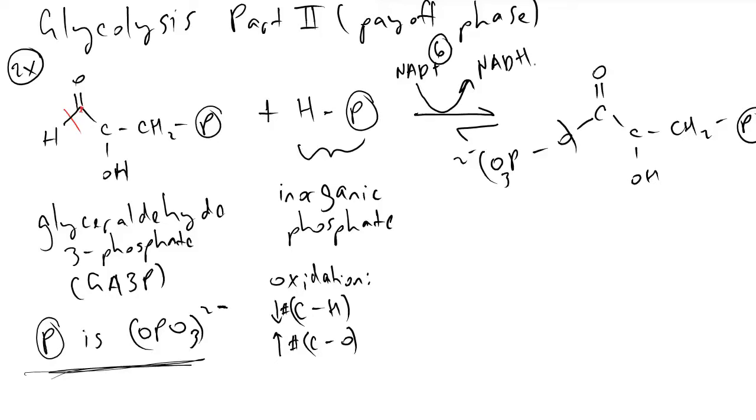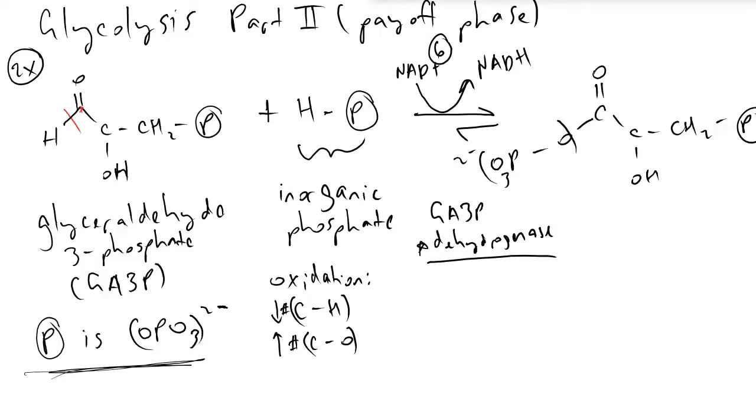And the enzyme that is involved in this reaction is aptly named, or appropriately named, glyceraldehyde 3-phosphate dehydrogenase. And the key word here is this dehydrogenase part. Any dehydrogenase enzyme, and every enzyme in the class dehydrogenase, will be promoting some kind of oxidation reaction because we are decreasing the number of carbon-hydrogen bonds.